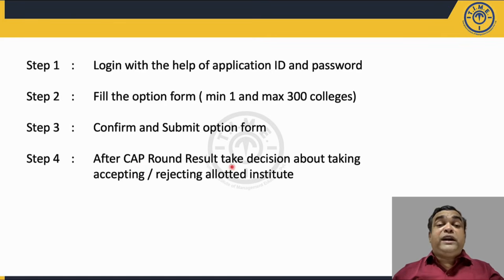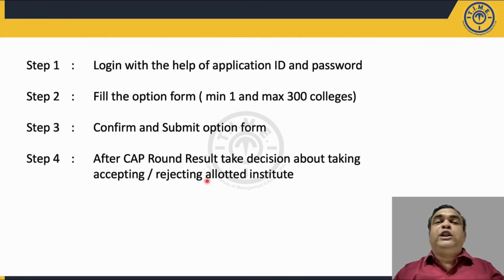And after the CAP round results, you take the decision about accepting or rejecting the allotted institute. So you have to decide whether I should accept that allotted institute or reject it. Now, out of these 4 steps, the important ones are step 2, how to fill the option form, and step 4, what I should do after allotment, after your CAP round results. So let's understand all these things one by one.